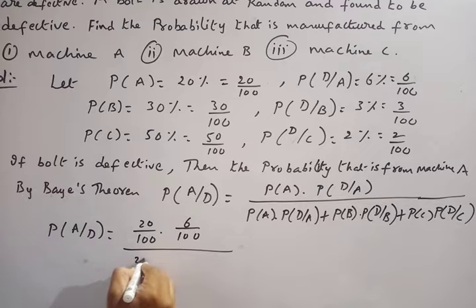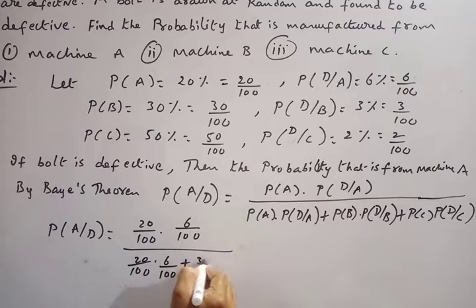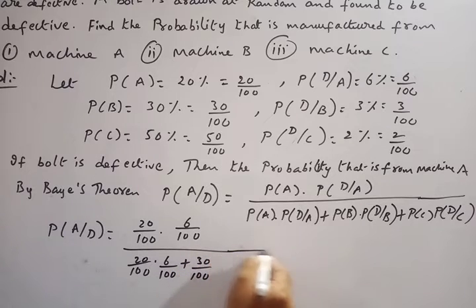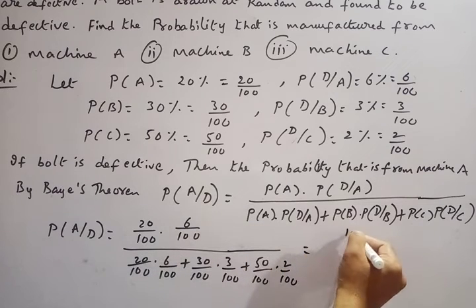So P of A is what? 20 by 100 into D by A is what? 6 by 100 plus P of B is how much? 30 by 100. P of D by B is what? 3 by 100 plus P of C is what? 50 by 100. D by C is how much? 2 by 100. So total how much I get here?